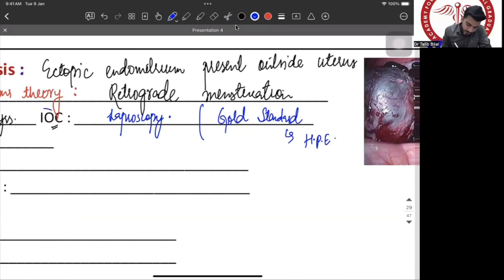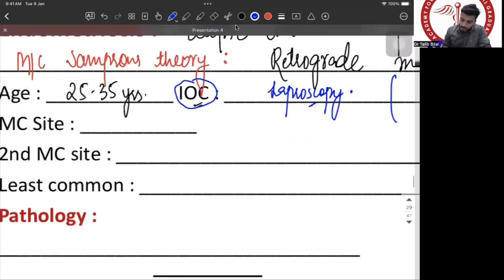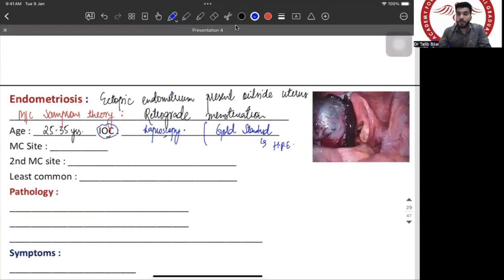The investigation of choice is a recall question from your exams. The question was simply asked: what is the investigation of choice for endometriosis? Your answer is going to be laparoscopy. And laparoscopy in case of endometriosis can be used as diagnostic as well as therapeutic. Is that clear?